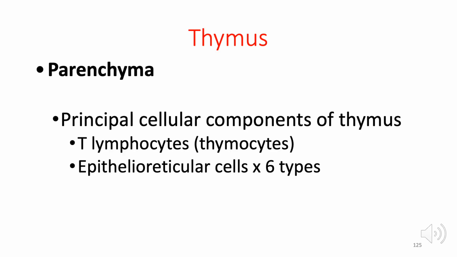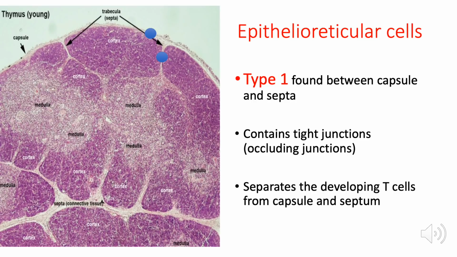Speaking of the active cells of the thymus, we have two. We have the T lymphocytes. You can also refer to them as thymocytes because they are the cells of the thymus. And we have the epithelial reticular cells, and there are 6 types of them. There are no B cells in thymus because the main role of the thymus is to serve as site for maturation of T cells. Aside from the T lymphocytes, there are epithelial reticular cells in the thymic lobules.